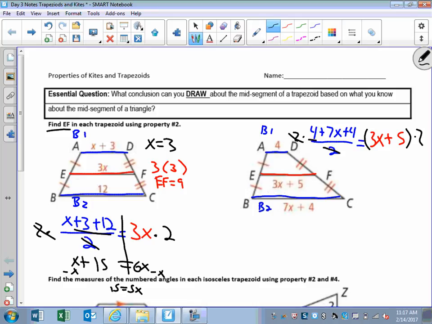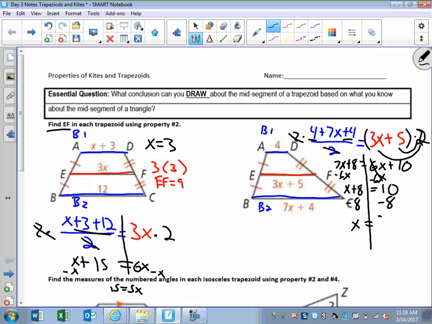I'm going to go ahead and add my like terms, 4 and 4. So we got 7x plus 8 equals, if we distribute, 2 times 3x is 6x. 2 times 5 is 10. Okay. So now we can just solve, minus 6x to make our lives easier. So we just have x plus 8 equals 10. We can minus 8 from both sides to get x by itself. So we got x equals 2.